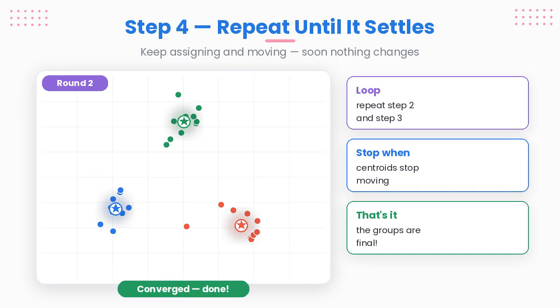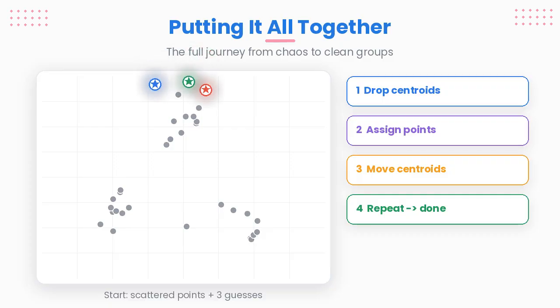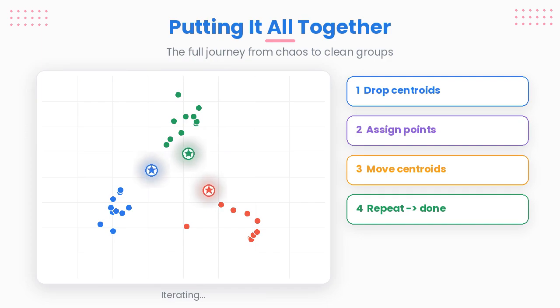Now let's watch the whole process from start to finish. We begin with scattered points and 3 rough guesses for our centroids. Then the algorithm iterates, assign, move, and in just a handful of rounds, that messy cloud organizes itself into 3 clean, stable groups. Simple steps, repeated, give a powerful result.